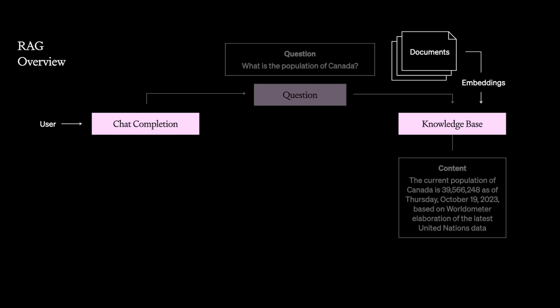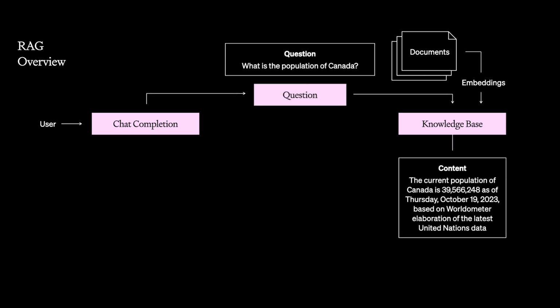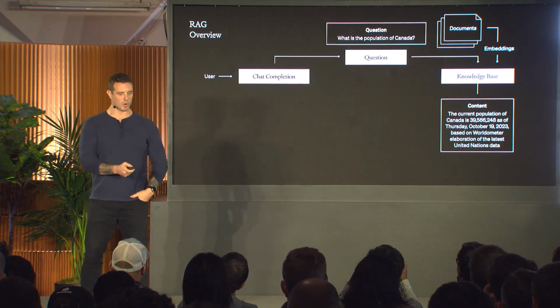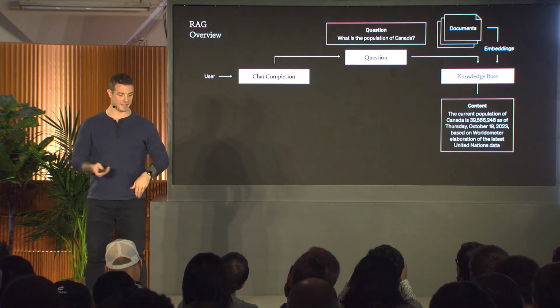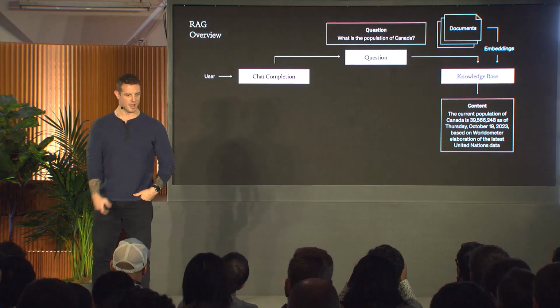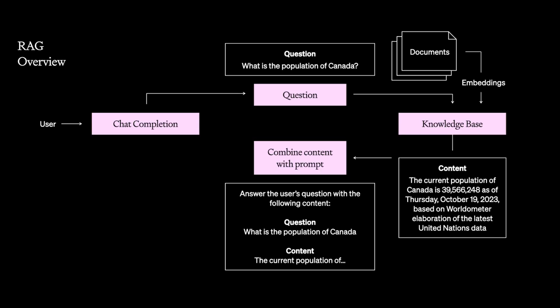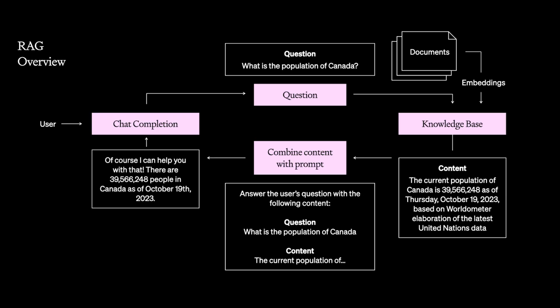Then when the user comes in, they're going to ask a question. Let's say, what's the population of Canada? Instead of giving that directly to the LLM, we're going to fire that at our knowledge base using some kind of search. Let's imagine we do a similarity search. We're going to pull back some content that says what the population of Canada is. And we're then going to combine that with a prompt. So we're going to give it to the LLM and say, here's the question, here's the content, answer this question with this content. And we're going to end up with a hopefully correct answer. So, quick recap of RAG.